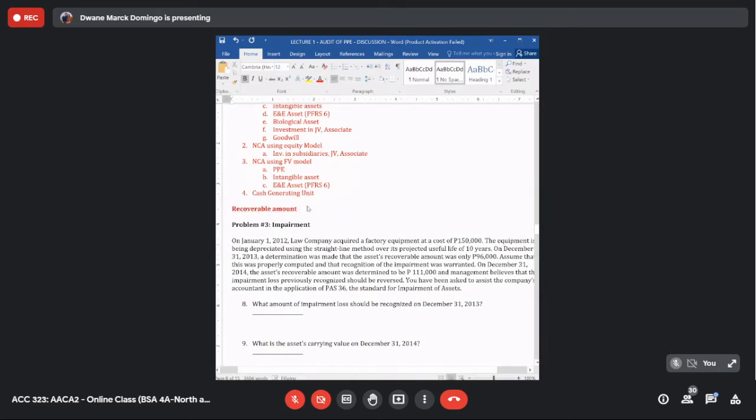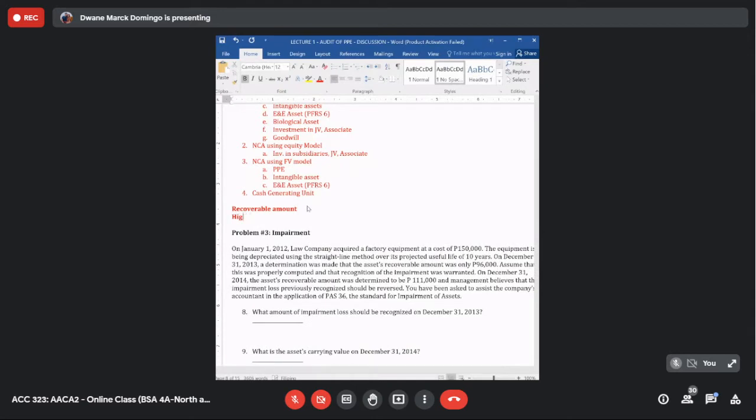Recoverable amount, it is higher. So, lagay ko dito, higher between value in use and fair value less cost of disposal. Yan, dalawa. Higher between value in use and fair value less cost of disposal. Anong rationale? Bakit higher between?